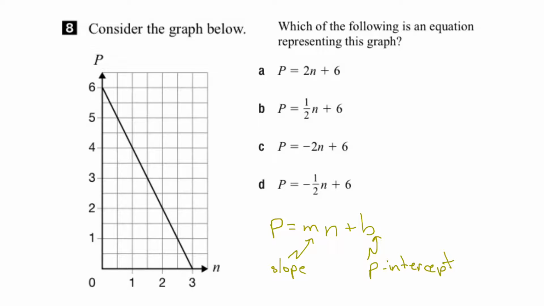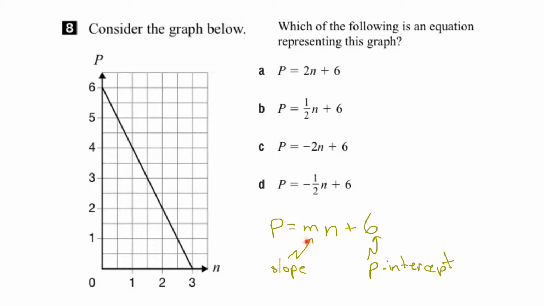So let's go to our graph and see where the line crosses the vertical axis, or the p line, and we can see it does at 6. Therefore, we can replace b here by the value 6. And it is a positive 6.